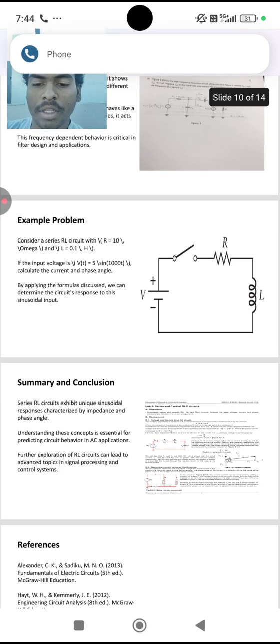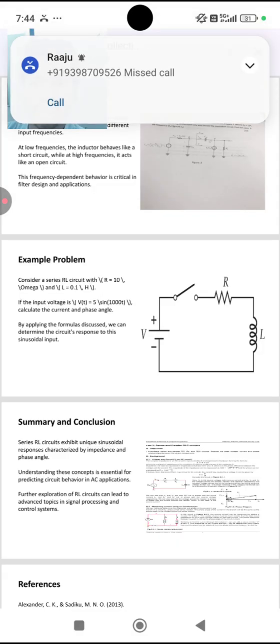So, the summary and conclusion of this topic is: series RL circuits exhibit unique sinusoidal responses characterized by impedance and phase angle. Understanding these concepts is essential for predicting circuit behavior in AC applications. Further exploration of RL circuits can lead to advanced topics in signal processing and control systems. So this is the brief clarification about my problem on series RL circuit.